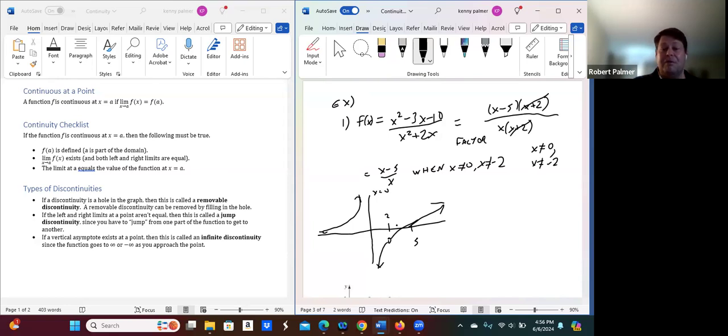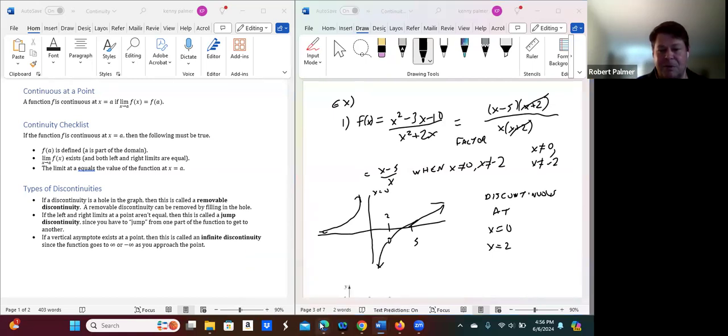Here we have two discontinuities. It's discontinuous at x equals 0, a vertical asymptote there, and also at x equals 2. That's a removable discontinuity, because basically the function is not defined there. So it's discontinuous at both places.